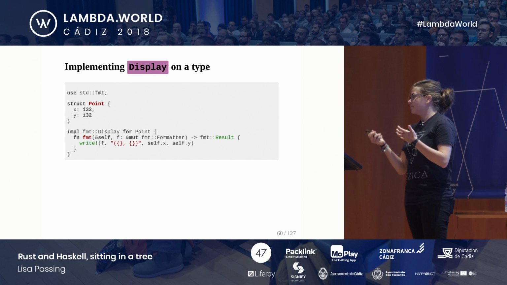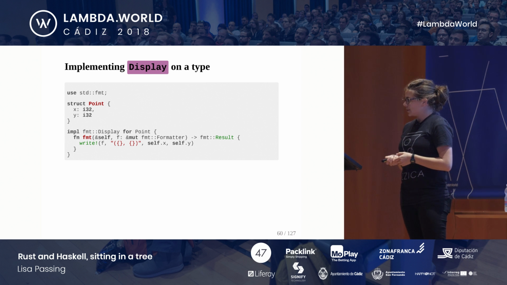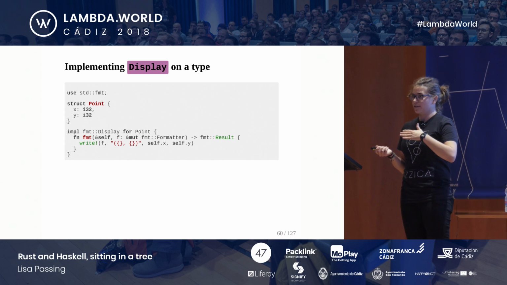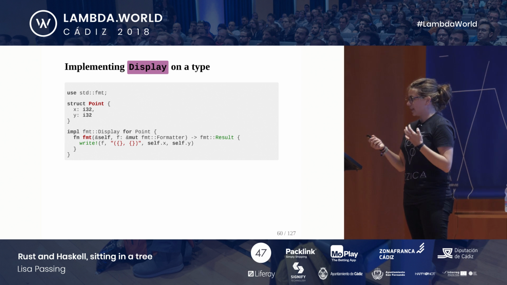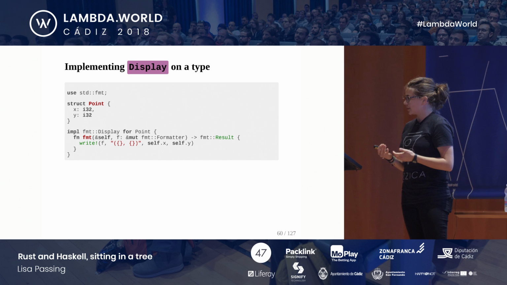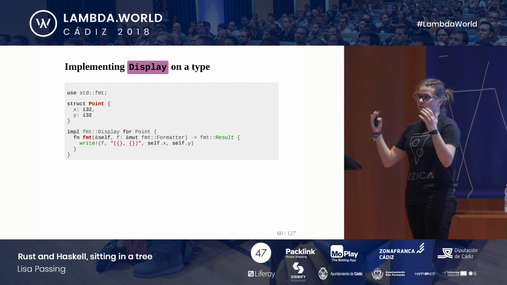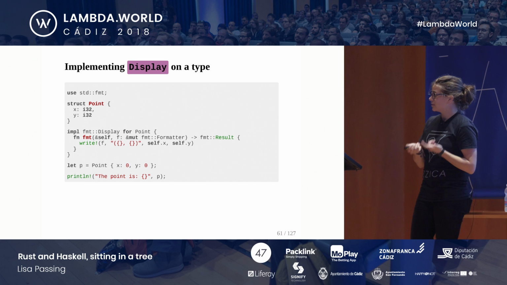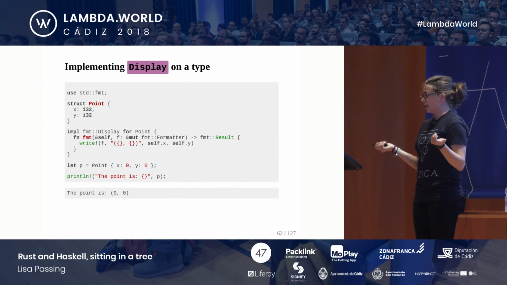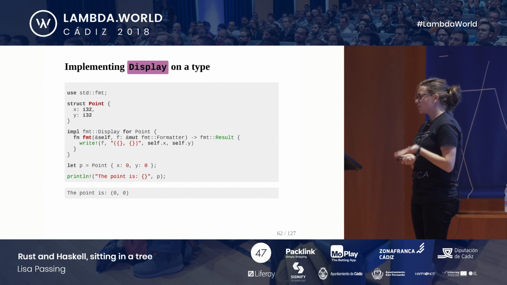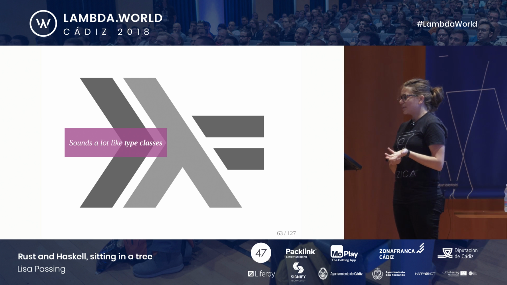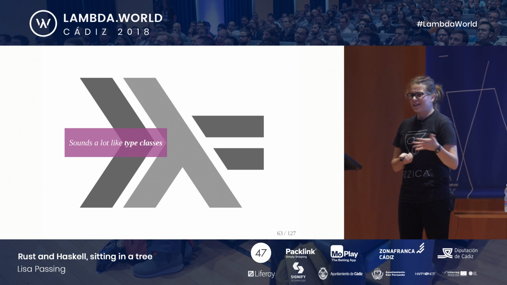And there's a lot of type annotation going on, but in the end we return a result, which is either the result that we hope for or an error. And then we use the write macro to build up the string representation of our type, which in this case is just x and y in parentheses. So if we create a point and print this, it would print out the point in this parentheses, comma separated notation.